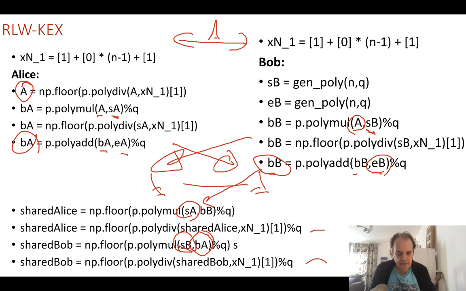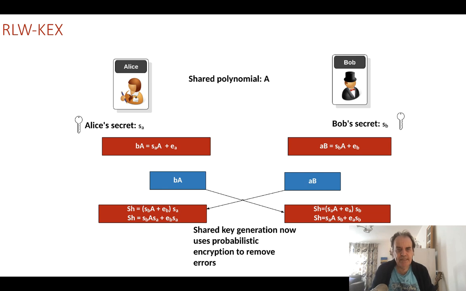Okay, so that's how the calculation works. So here it is illustrated. They share the polynomial, a random polynomial. Alice generates her secret, Bob generates his secret. So this could be for every connection that they have. They create a new shared secret. All they want to do is to create the same shared key in the end.